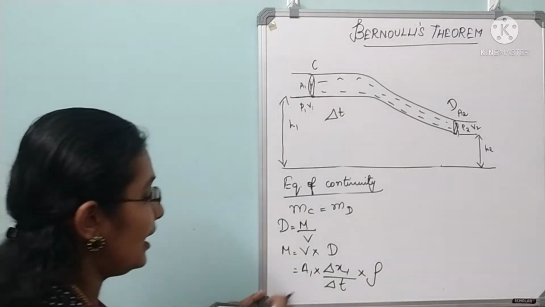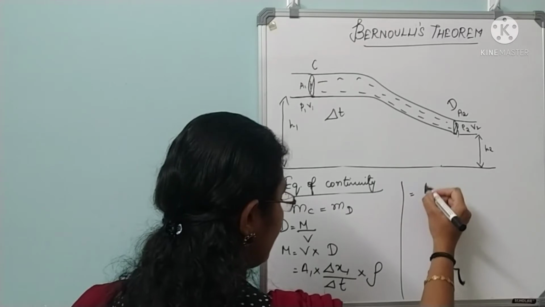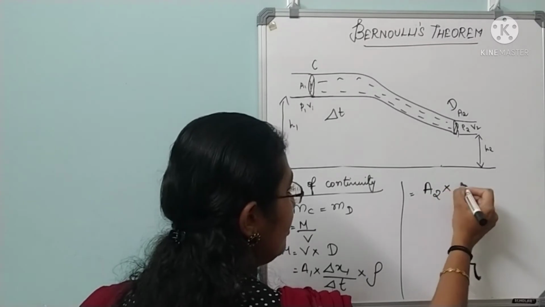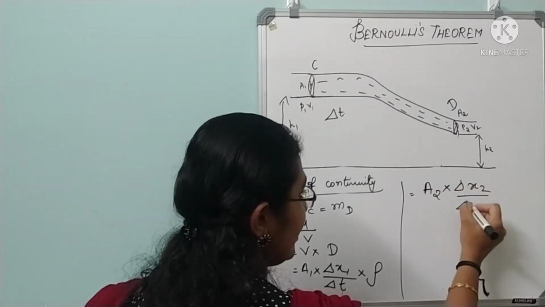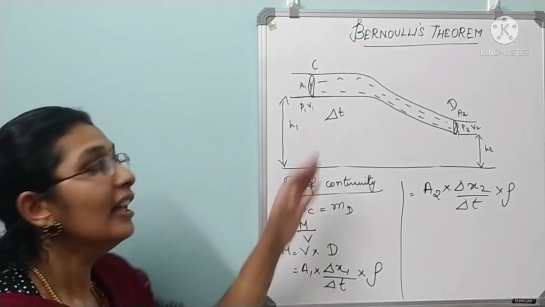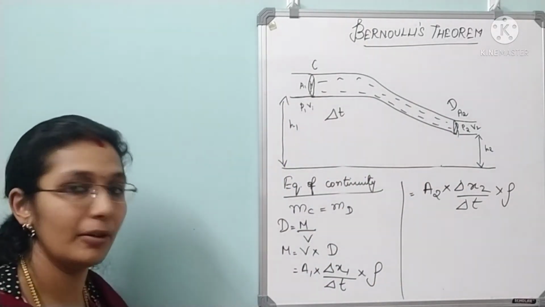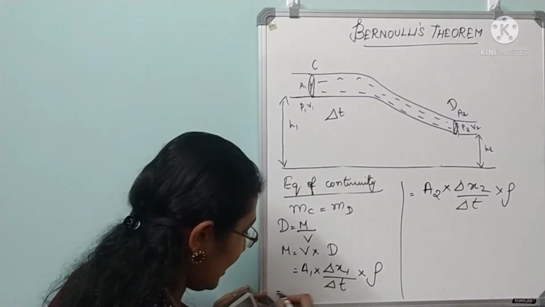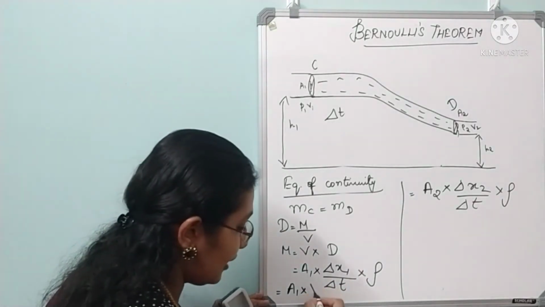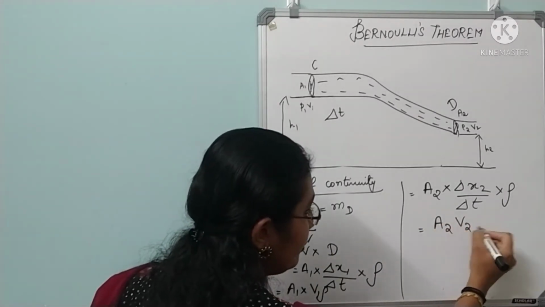Density, how will I represent? Rho. Similarly, for the second case, that is here at the point D, I can write it as A2 into del x2 by del t into rho. Here rho I have taken as constant, considering that there is no loss of fluid throughout the flow of liquid through the pipe. Now I can write it as A1 into distance by time, which is nothing but velocity, right? So A1 V1 rho. Similarly here A2 into V2 rho, right?